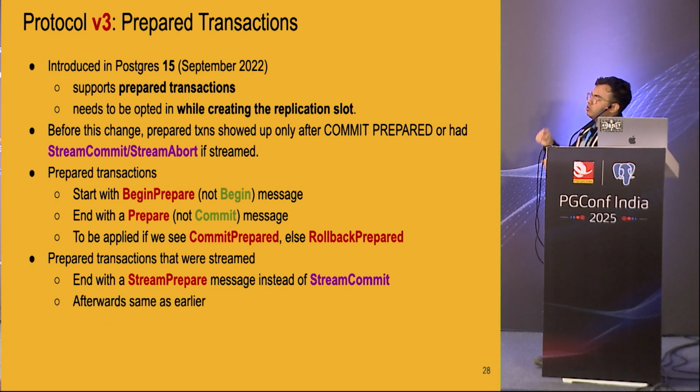So in both cases, it's a two-phase operation. We have to see a prepare message or a stream prepare message followed by a commit prepared or rollback prepared message. So that sort of exposes, in version 3, the prepared transaction semantics to the logical replication protocol.